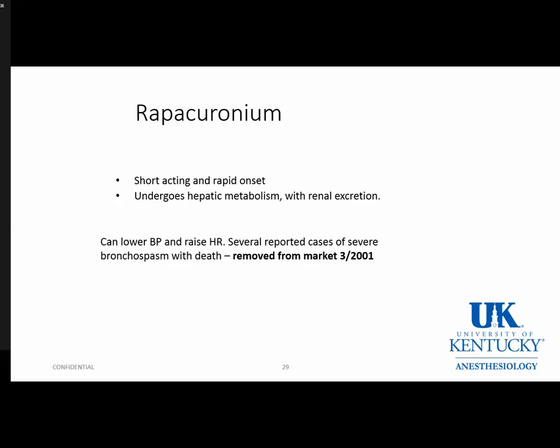And rapacuronium, short-acting, rapid onset, undergoes hepatic metabolism with renal excretion. It was removed from the marketplace over 10 years ago. It was felt that this drug bound with a higher affinity to the nicotinic acetylcholine receptors in such a fashion that it left acetylcholine receptors in the lung more vulnerable to be bound, which can cause bronchospasm. So there were a couple of case reports of severe bronchospasm that resulted in death, and for that reason it was removed from the market back in 2001.